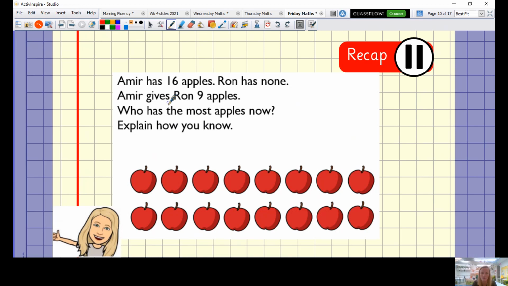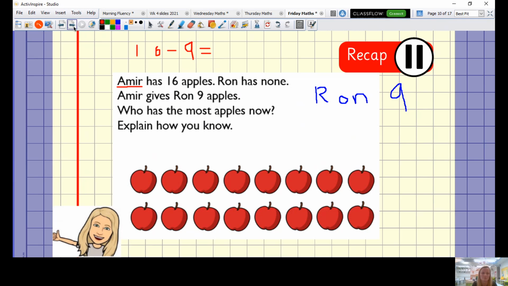So you know that Ron now has 9. You can write Ron, and then you can write the number 9 because he's got 9 apples. Then for Amir, they started with 16 and then gave 9 to Ron. So to find out Amir's total, do that in a different color, you could do 16 minus 9 because he gave 9 to Ron equals.